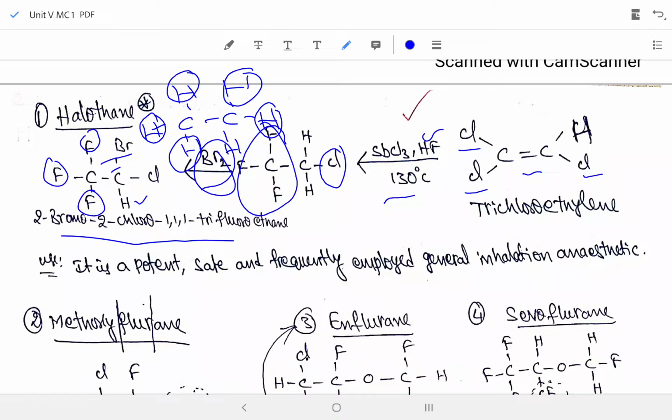Okay. So the use of halothane is, it is a potent, safe and frequently employed general inhalation anesthetic. So whatever the use asked, when the drug is coming under the chapter called general anesthetics, the use will be general anesthetic. You have to mention whether it is inhalational or given by intravenous route.